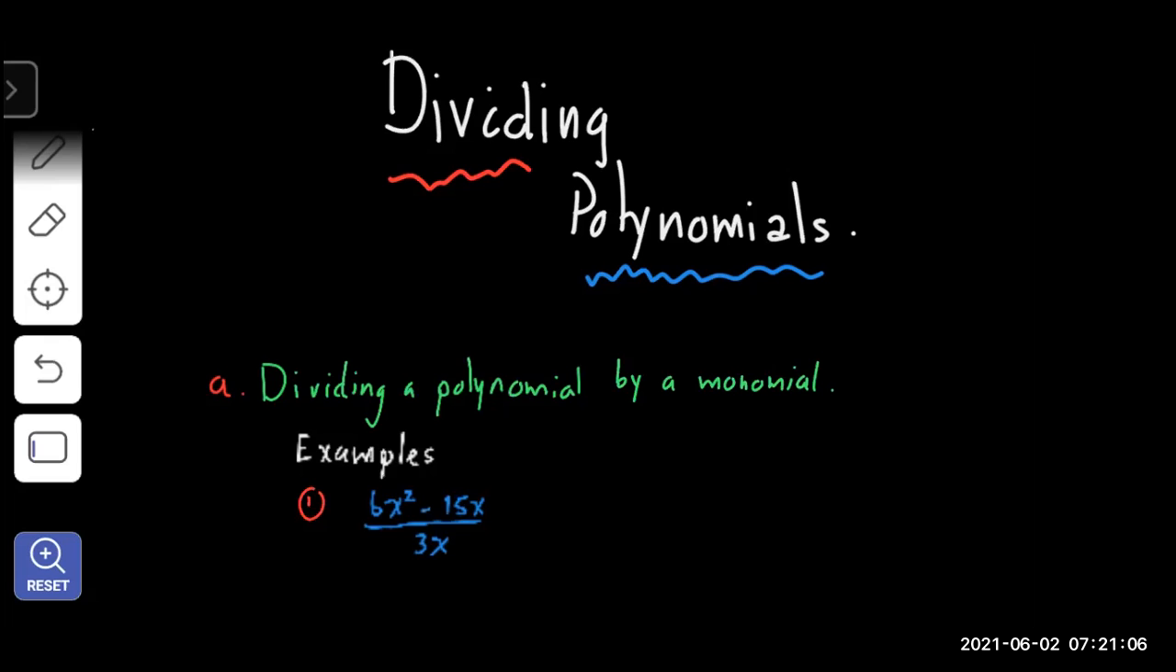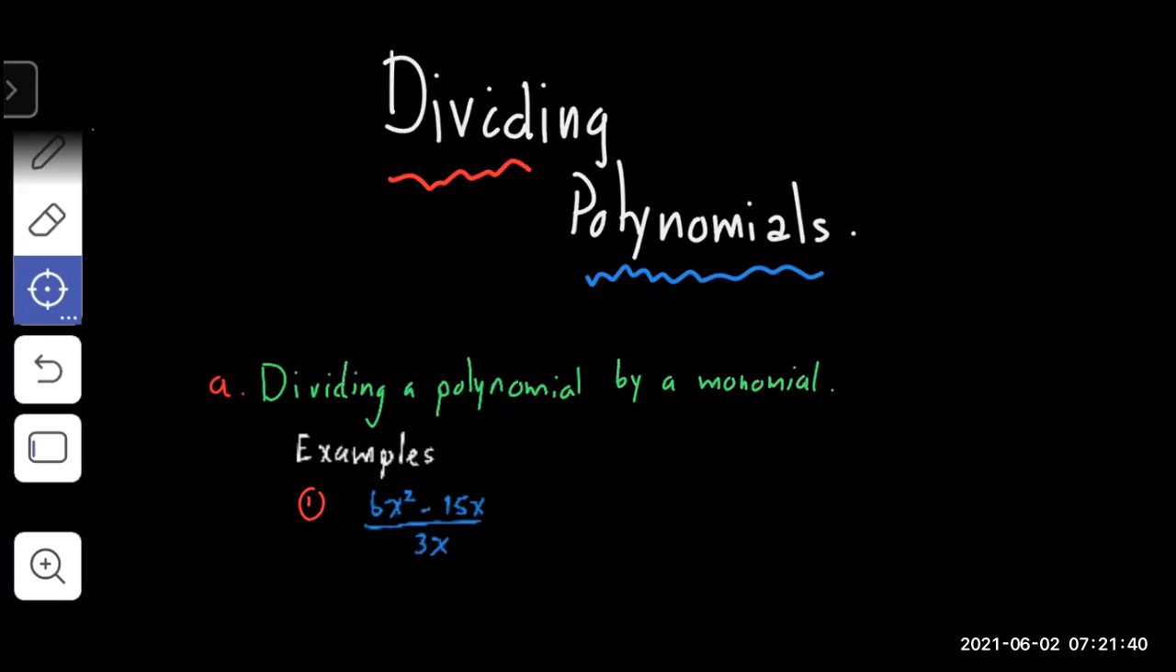Since we have already reviewed the main properties we're going to need, let's get down to work. We're going to divide polynomials. We have two cases when it comes to dividing polynomials. A is dividing a polynomial by a monomial. A monomial is a single expression. You have something big, like this case, a binomial, a polynomial, and then you divide by a monomial. So 3x is just a monomial. That is the first case.